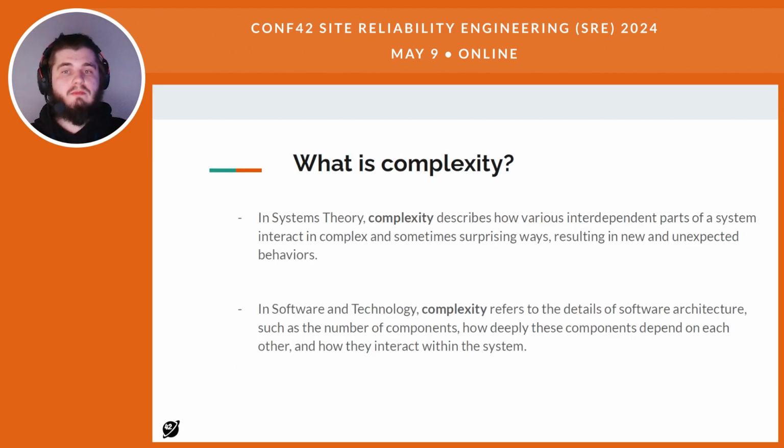But before we start looking into the real complexities of building distributed systems, I want to talk a bit about what complexity is. Complexity can be defined from different points of view and aspects. In terms of software engineering, there are two main definitions which are important for us. In systems theory, complexity describes how various independent parts of the system interact and communicate with each other, whereas from a software and technology perspective, complexity refers to the details of software architecture, such as the number of components, how they define interactions between each other, how many dependencies they have, and how they interact within the whole system.